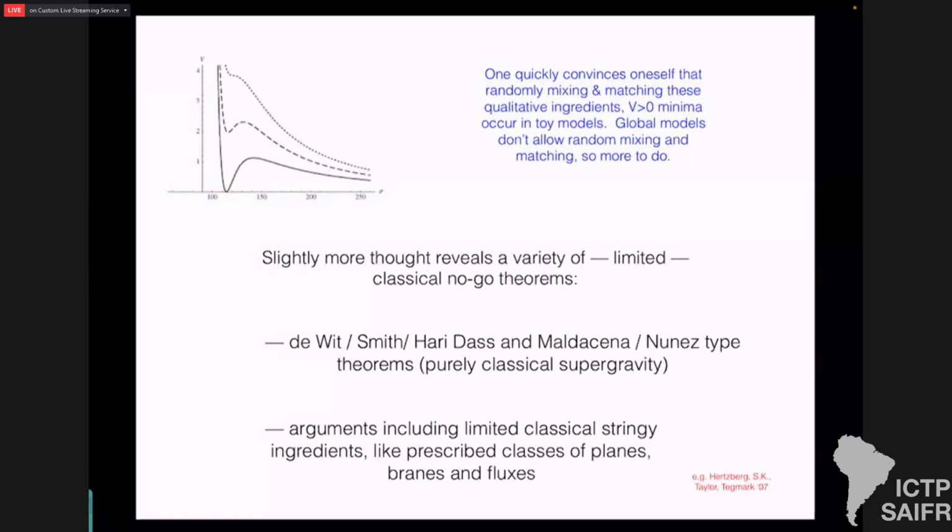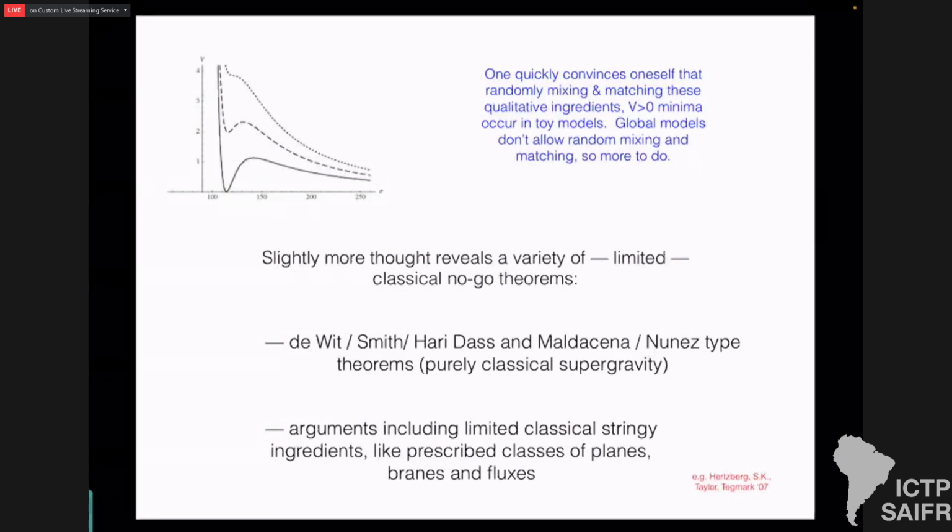Now, it's important to say that global models that you can really write down don't allow random mixing and matching of these types of ingredients. They're constrained by tadpoles and by the fact that, for instance, the relevant features have to exist in the given manifold you're studying. So the fact that random mixing and matching makes it seem easy isn't at all decisive. There's more work to do. And in fact, the next level of thought, slightly more thought, will reveal a variety of limited, and I'll come back to this, classical no-go theorems.